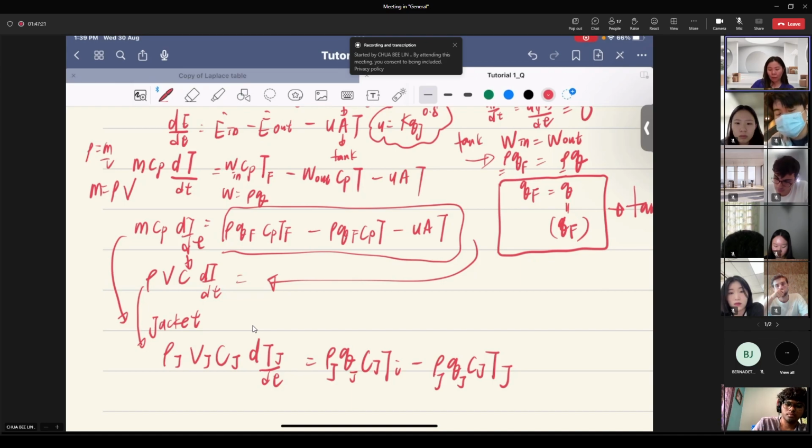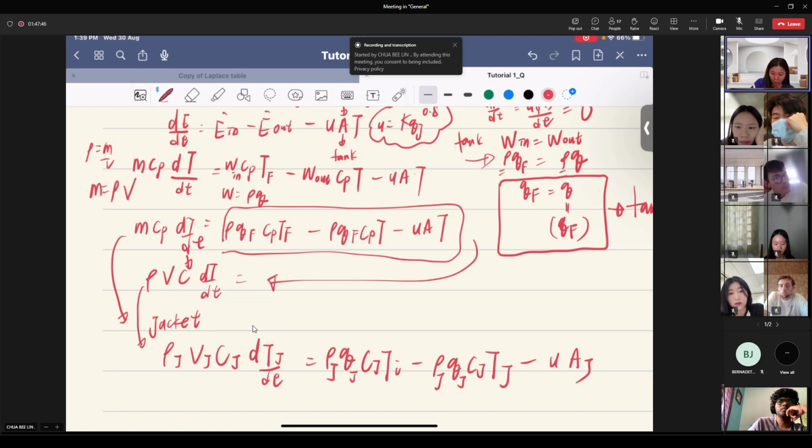Then minus UA, and this one also must be J, because the cross-sectional area of the jacket and the cross-sectional area of the tank are different things. So if you put the A the same, it indicates the same, then it is wrong. Then here is the temperature difference. So this T, what is the UA delta T? It's not UAT, it's UA delta T. Okay, so the U will be the same one, you will put inside AJ delta T.